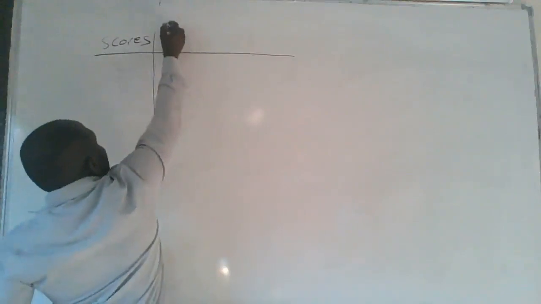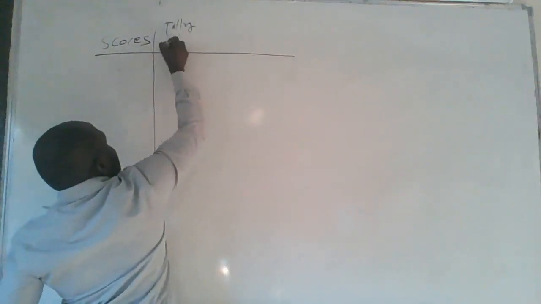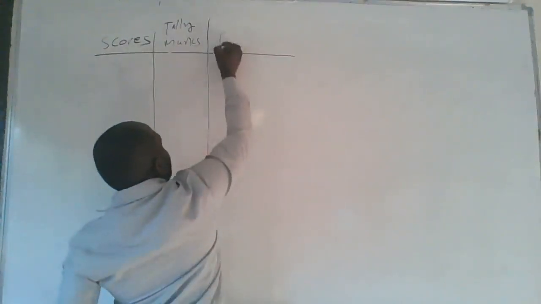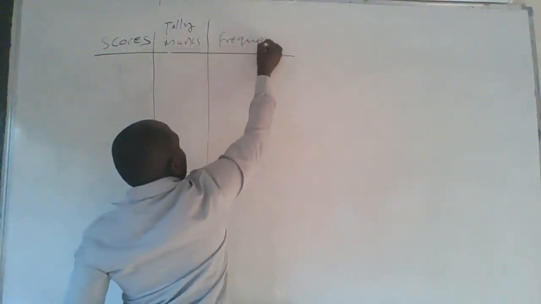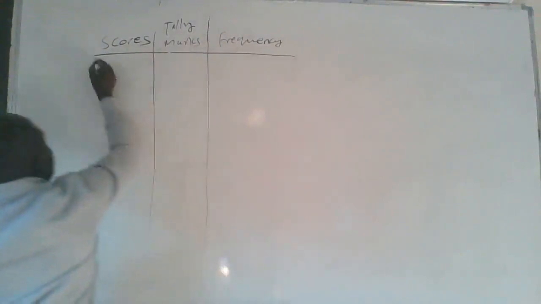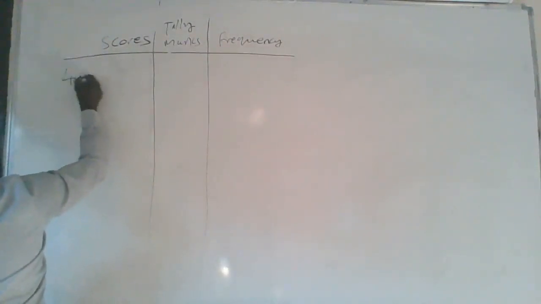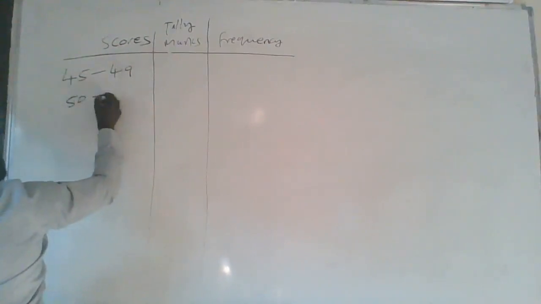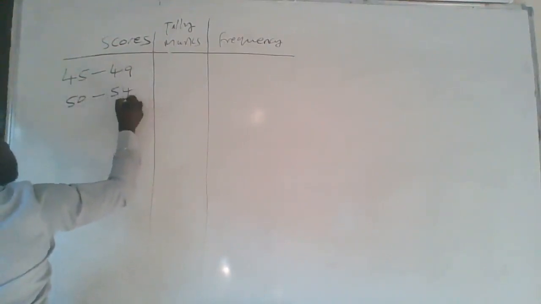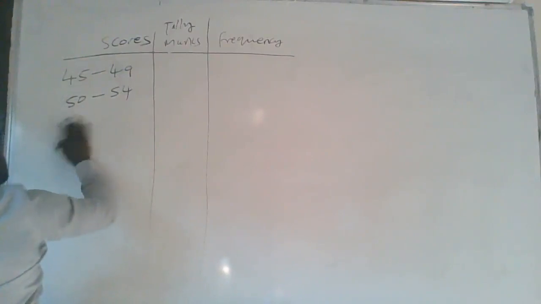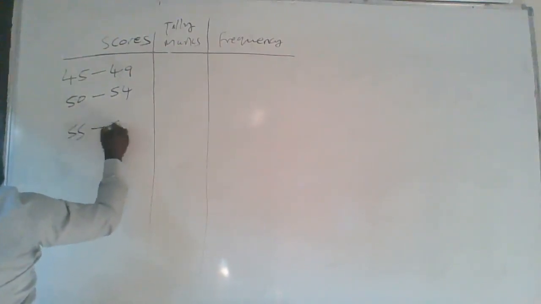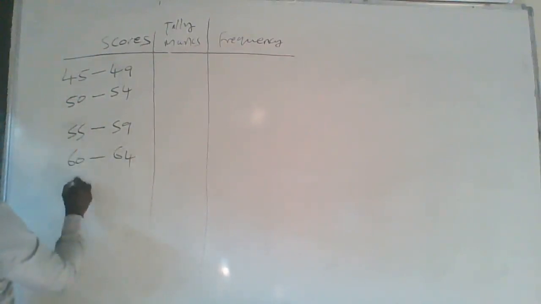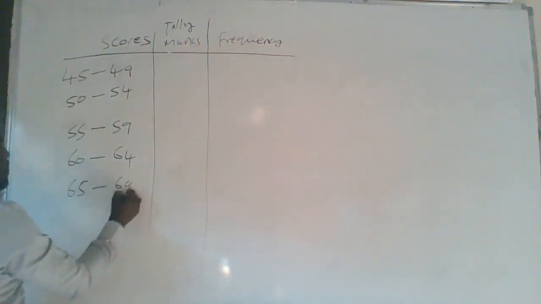Then we have tally marks, and then we have the frequency. So we start from 45. From 45 to 49, we have 50 to 54. Then we have 55. Let me bring it down here. 55 to 59. We have 60 to 64, 65 to 69.